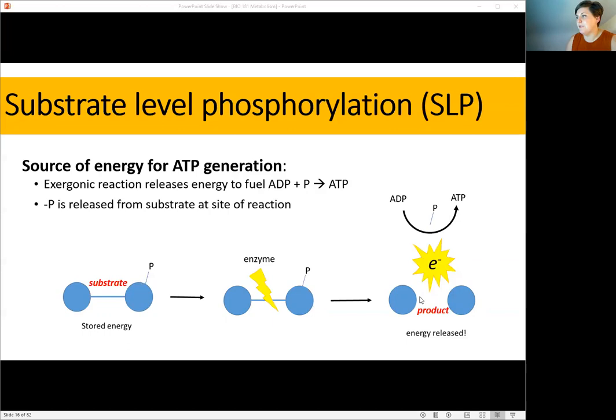Terminology will be your saving grace here. Recall that a substrate is something that enters a chemical reaction. In this case, this is the substrate, and it has a phosphate. The substrate is involved in a catabolic and exergonic chemical reaction where a bond is broken and energy is released. This is the energy that is used to fuel the addition of a phosphate to ADP to create ATP. The phosphate in this case is also obtained from the substrate.